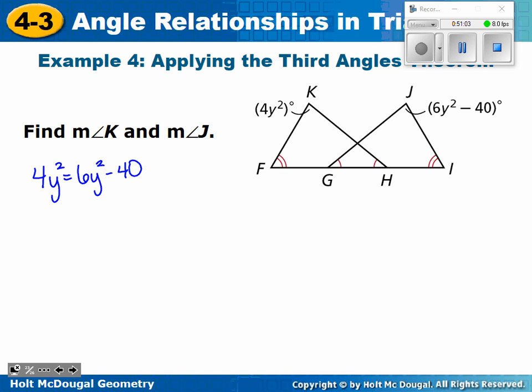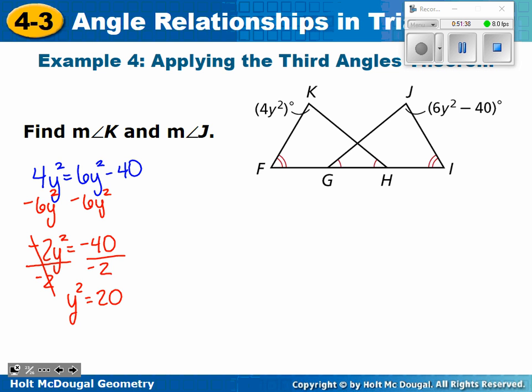Now let's do some algebra here. What do I do to solve? Subtract 6y squared. What do I get? Very good. And then what do I do? Okay, or I could just divide all at the same time by what? Negative 2. Okay, I could multiply by negative and then divide, or I could just divide by negative 2. What does that give me for y squared equaling? 20. Okay, and we are supposed to be finding the measure of angle K and J.